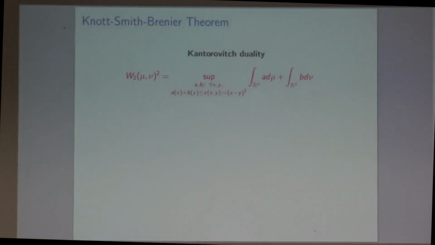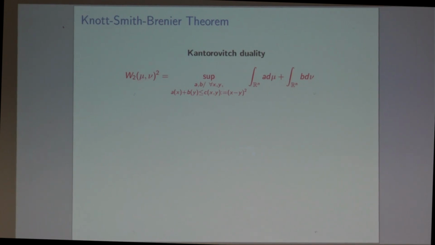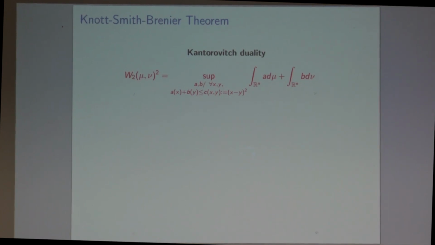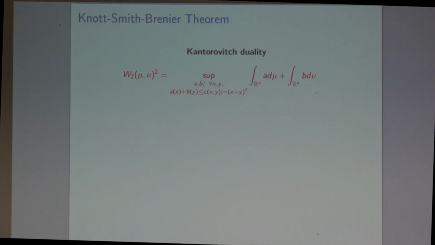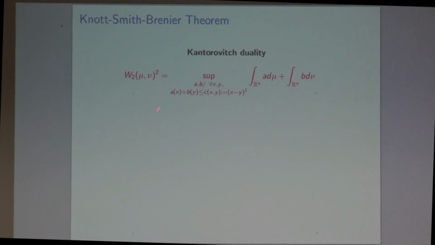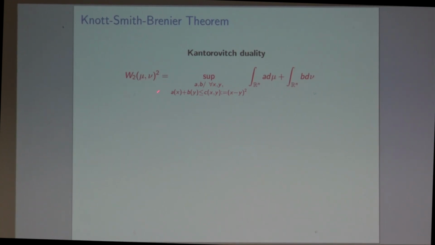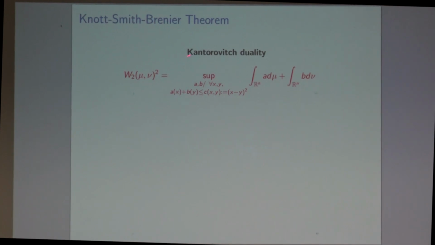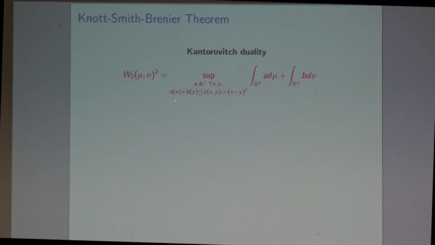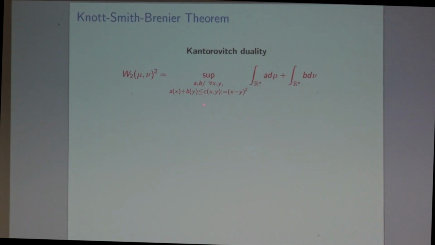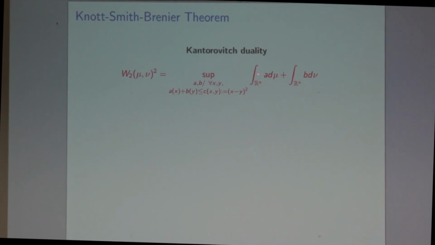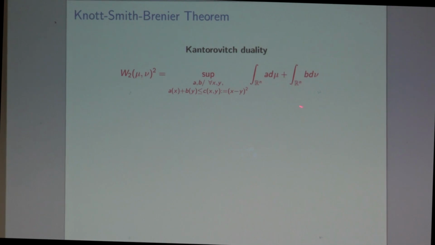Anyway, associated to the classical Wasserstein distance is the notion of Kantorovich duality. Probably everybody knows that better than I, because I'm a novice in this field. It tells you that the classical Wasserstein distance, which is given by an inf, is also given by a supremum over all functions such that a plus b is smaller than the cost, of the integral of a with respect to the measure d mu plus b integrated with the measure nu.